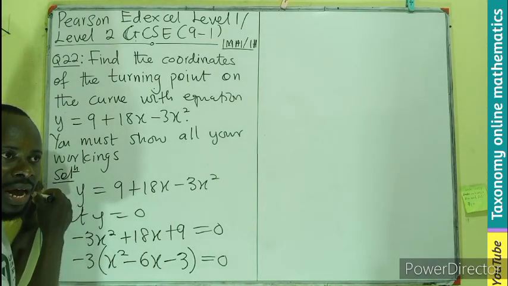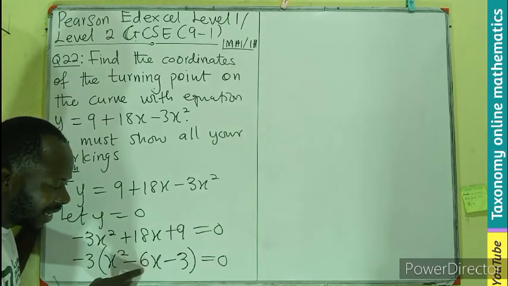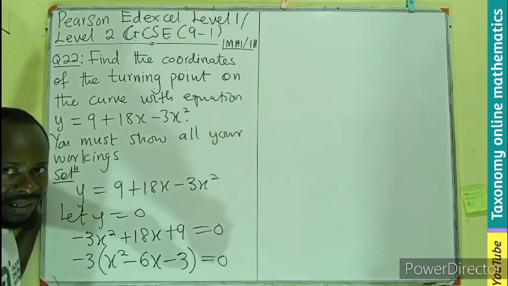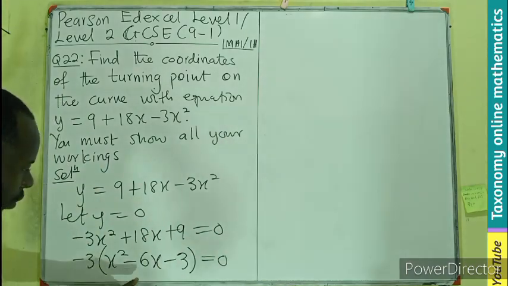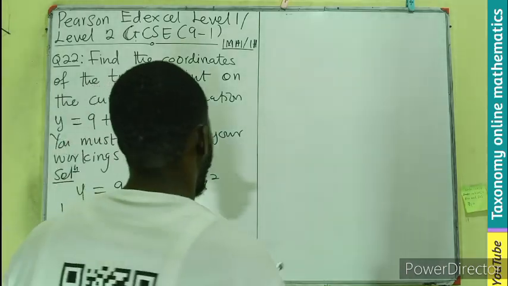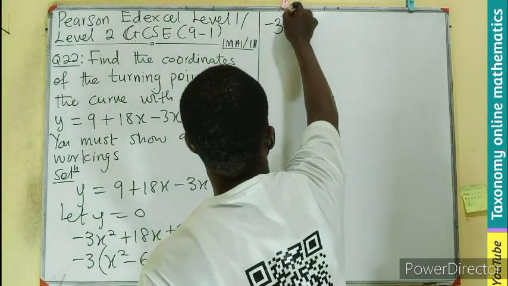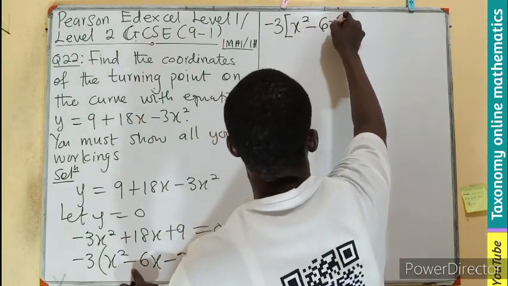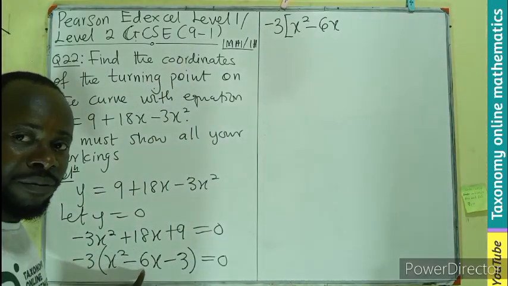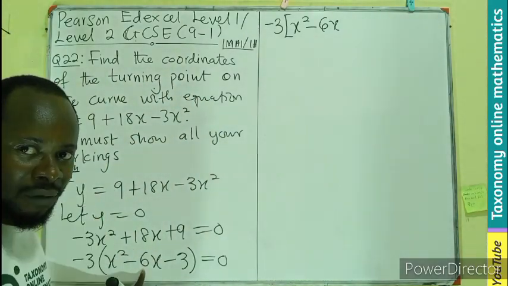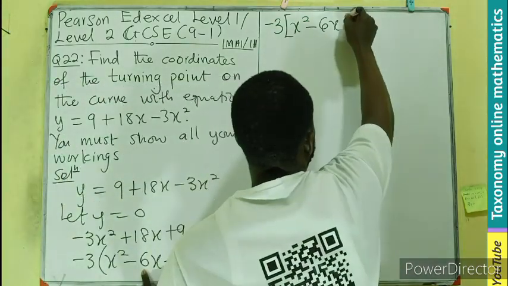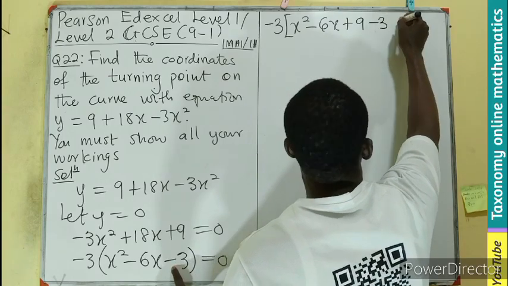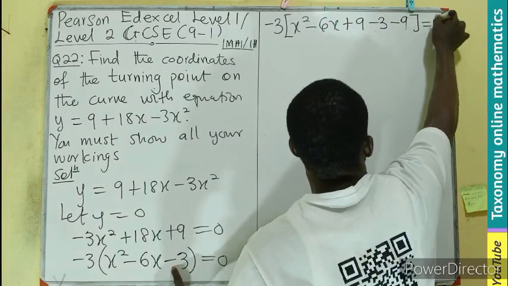Now let's concentrate on the bracket. How do we do completing the square? We find half of the middle term, square it, add it and subtract it. So we have minus 3 outside, our x squared minus 6x. Half of minus 6 is minus 3. The square of that is positive 9. So I'll be adding the 9, then I have my minus 3, then I'll be subtracting the 9 again.